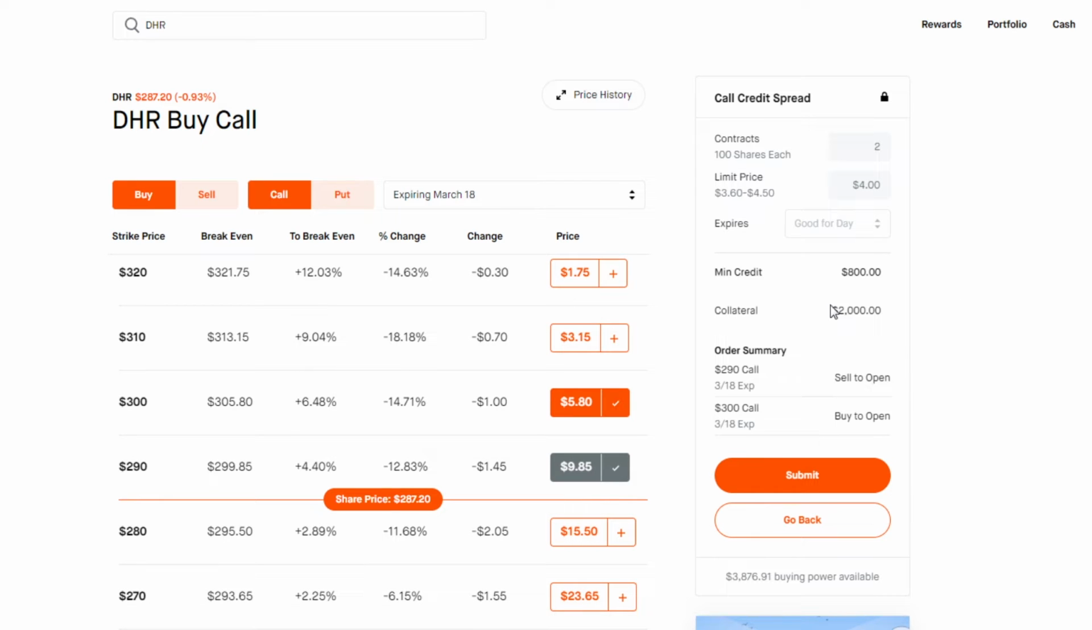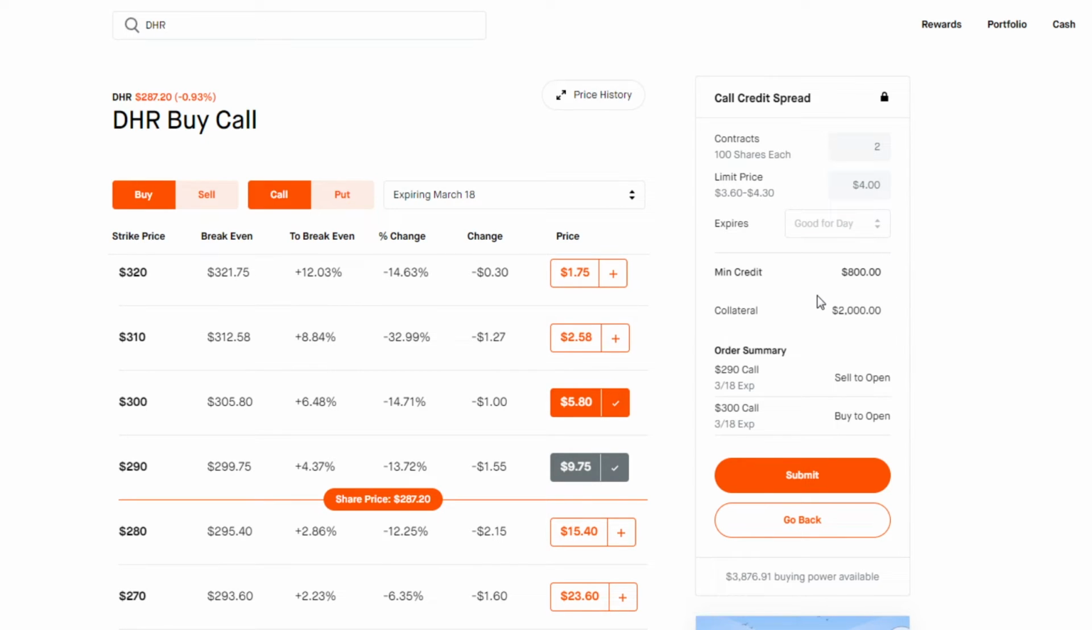Now, this trade is going to take $2,000 in collateral, but we're getting a credit of $800. So the maximum risk on this trade is going to be the difference of that, which is $1,200, and that's for 2 contracts. You could do it down as low as 1. So the minimum risk that you would have in here would be $600 per contract. This credit is $800.